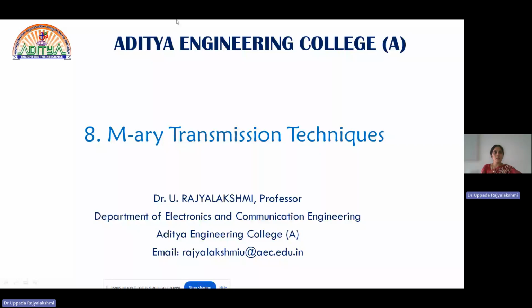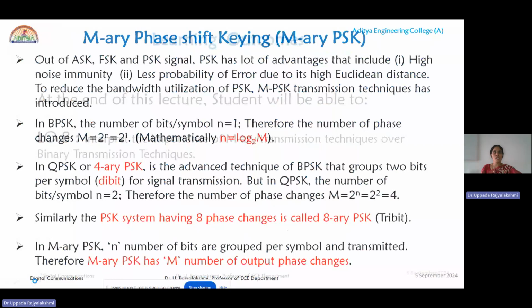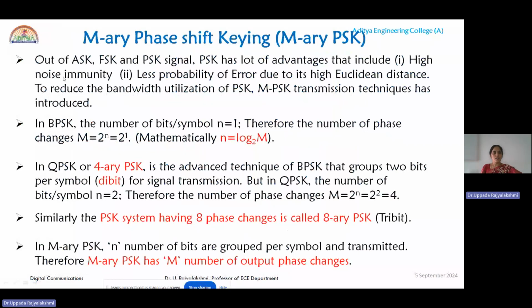In this module, we can discuss the basic concept of M-ary transmission techniques. Before going to the M-ary transmission techniques, let us first see that we have discussed three different keying techniques, namely amplitude, frequency, and phase shift keying. Out of these three, we know that phase shift keying has a lot of advantages compared to ASK and FSK. In ASK, we have amplitude variations, and because of amplitude variations and low Euclidean distance, the probability of error is more in the case of ASK.